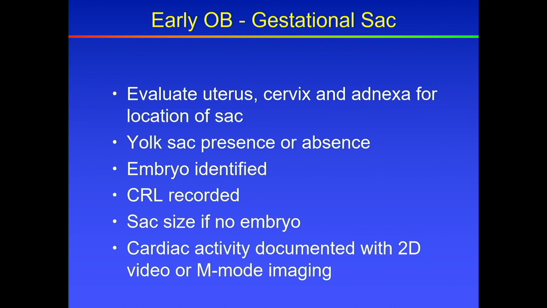If there is no crown rump length yet measurable because the embryo is either absent or too small, then we want to use the mean gestational sac diameter. It's not the middle number, it's not the biggest number, it's the mean average of the 3 different orthogonal measurements of the gestational sac. Make sure your sonographer clicks all 3 buttons there.